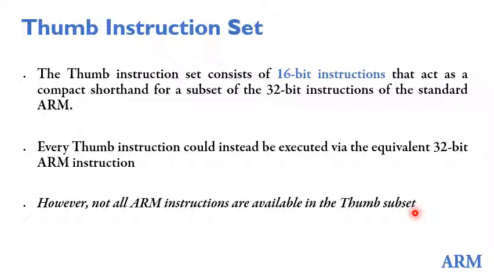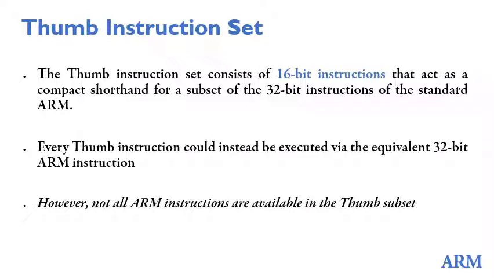The purpose of having the thumb instructions is that, as you know, they are 16-bit instructions and hence occupy less memory space. This is a property which is highly desirable in today's portable devices. So this improves the performance of the system.